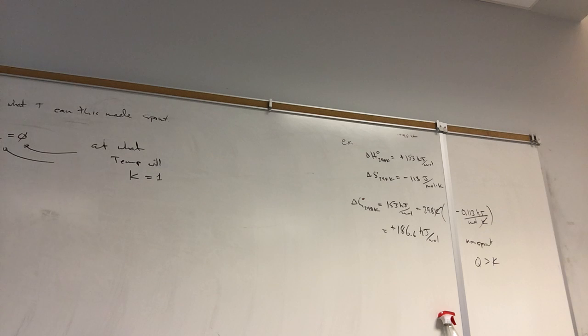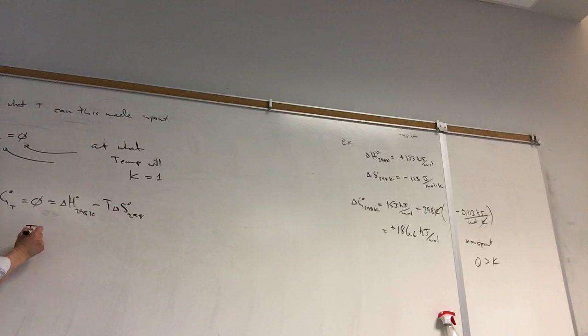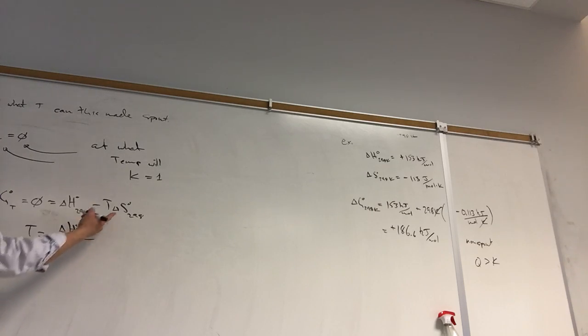Anyway, what we want to do is make delta G naught at temperature T equal to 0. This is going to equal delta H naught at 298 Kelvin minus T delta S naught at 298 Kelvin. And so we just calculate the T. We'll just add it to both sides. T is just going to be delta H naught at 298 Kelvin divided by delta S naught at 298 Kelvin. Is that right? Yeah.